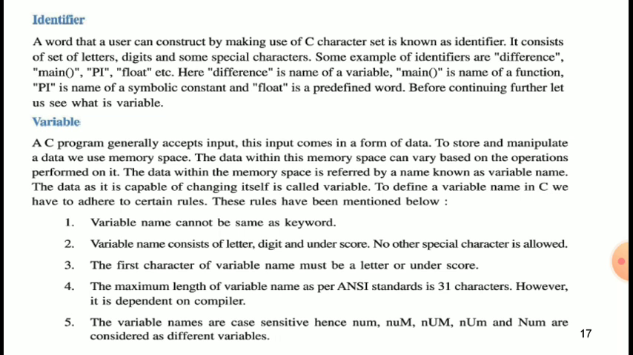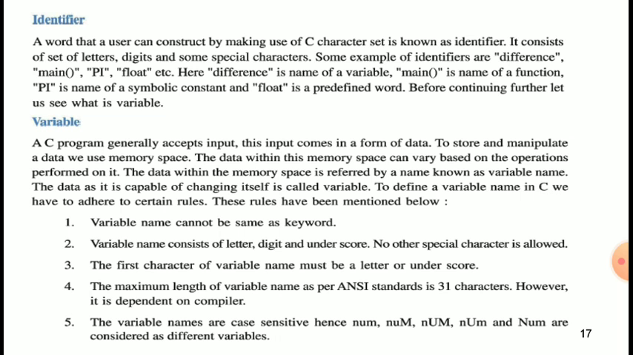Next is a variable. An entity capable of storing different values is known as a variable. Every variable used in a program must be initialized with some initial value, and this value keeps on changing as per the operations performed on the variable. To define a variable name in C, the programmer has to follow certain rules. These rules are mentioned below.